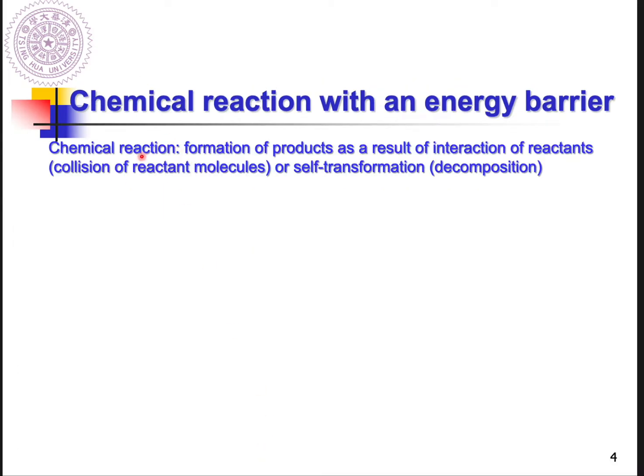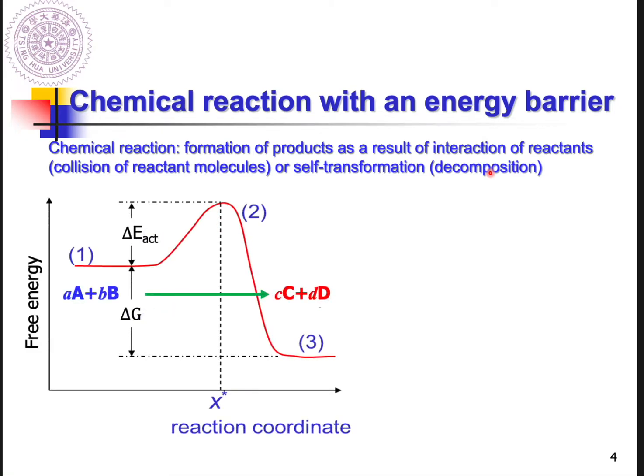So the definition of a chemical reaction is the formation of products as a result of interaction between reactants through collision of reactant molecules, or self-transformation, which is a decomposition of the reactants. This kind of reaction we call a chemical reaction.